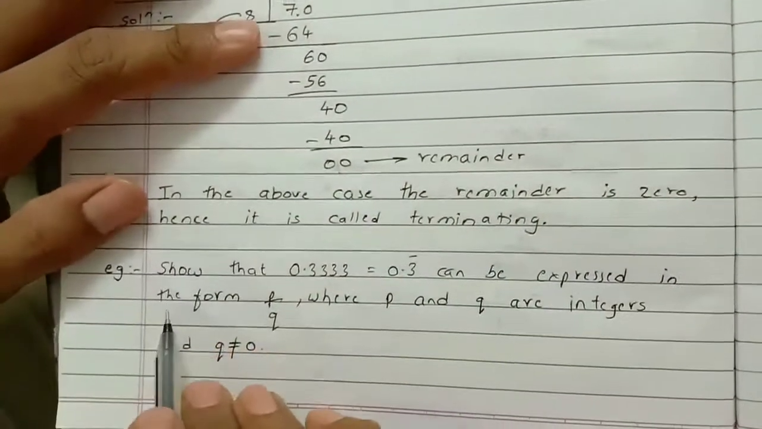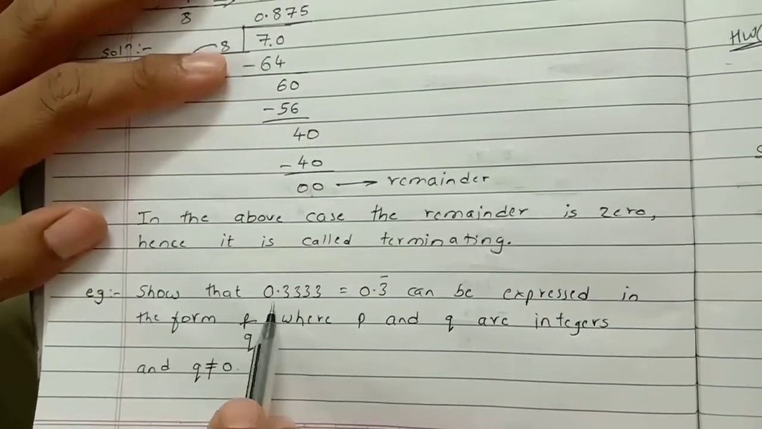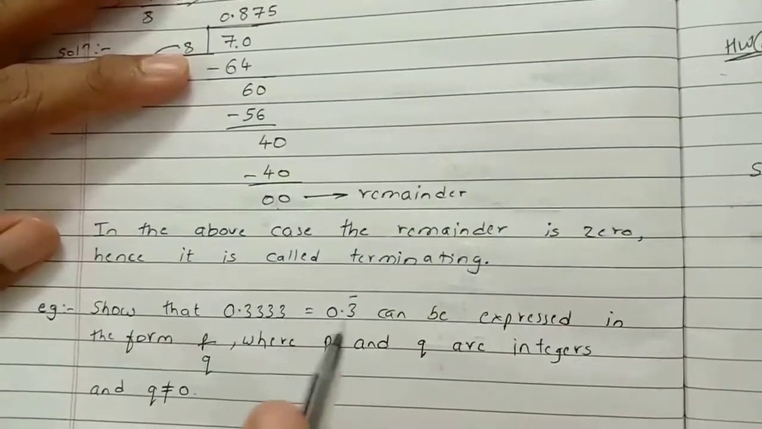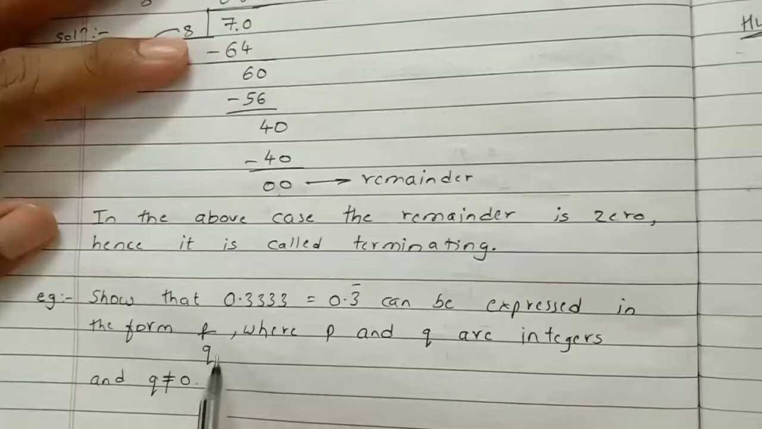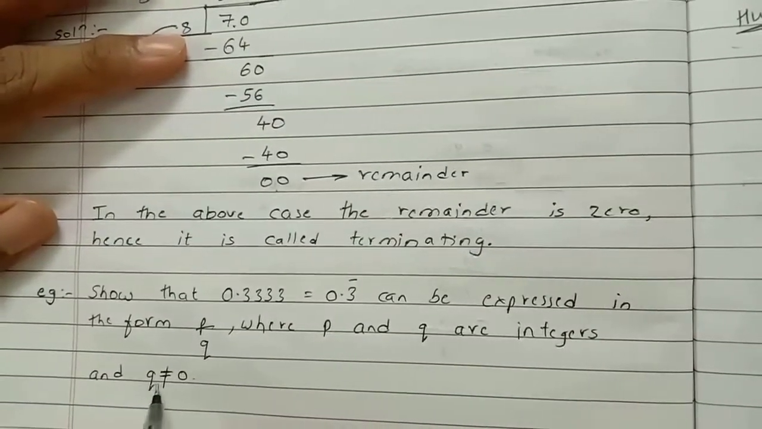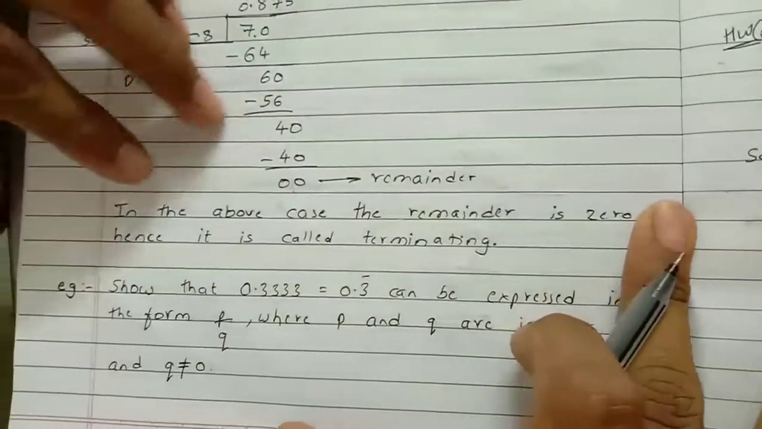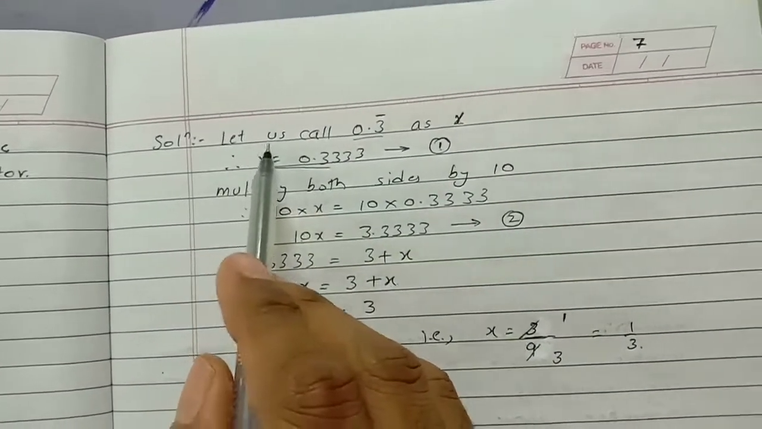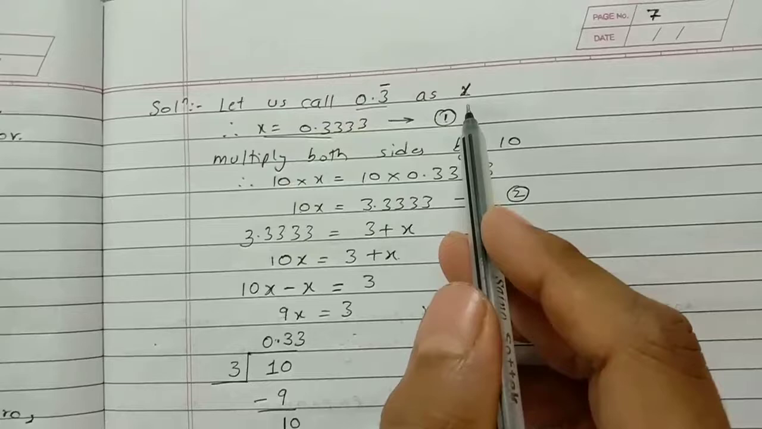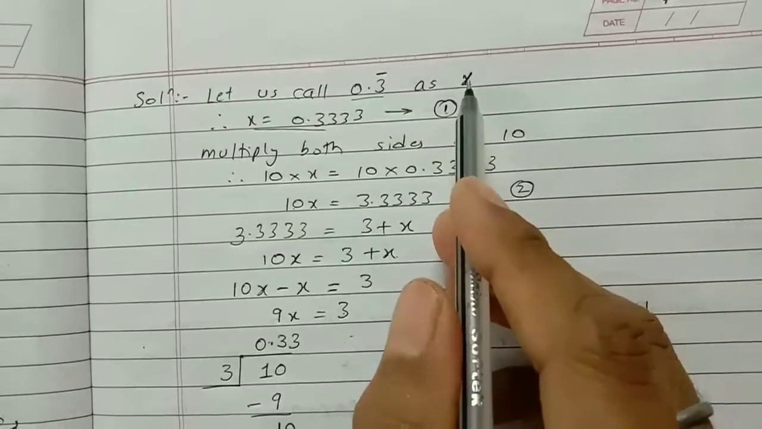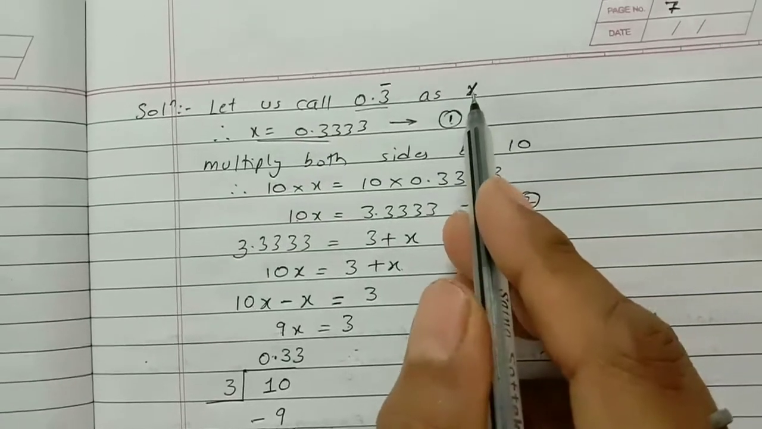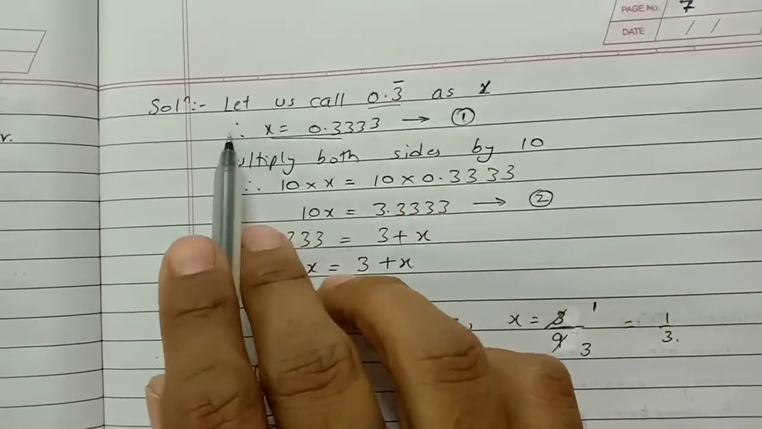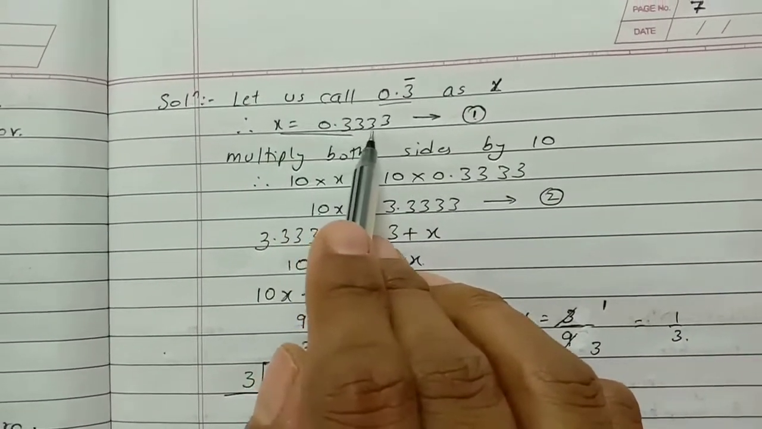Now we will take an example to show that 0.3333, which is 0.3 bar, can be expressed in the form p by q, where p and q are integers and q is not equal to 0. Let us call 0.3 bar as x. You can assume any letter like x, y, z. We'll assume x here. Therefore x equals 0.3333.